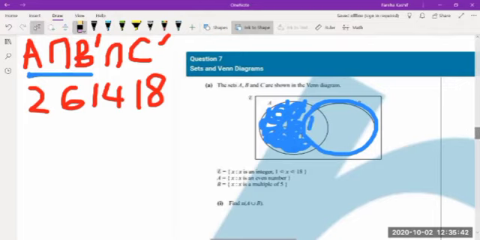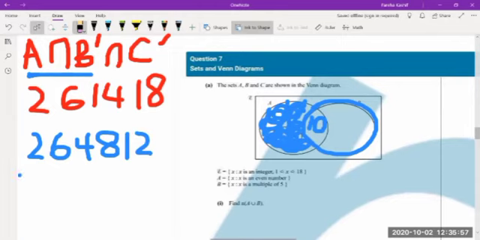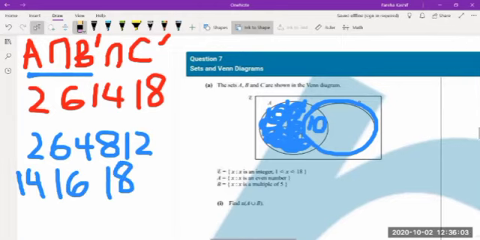10 only, because 10 is even and 10 is a multiple of 5. So what are we left with? We're left with 2, 6, 4, 8. We'll leave out 10 because that's part of set B. 12, 14, 16, 18. These are all elements of set A that are not elements of set B. So this is A intersection B complement.